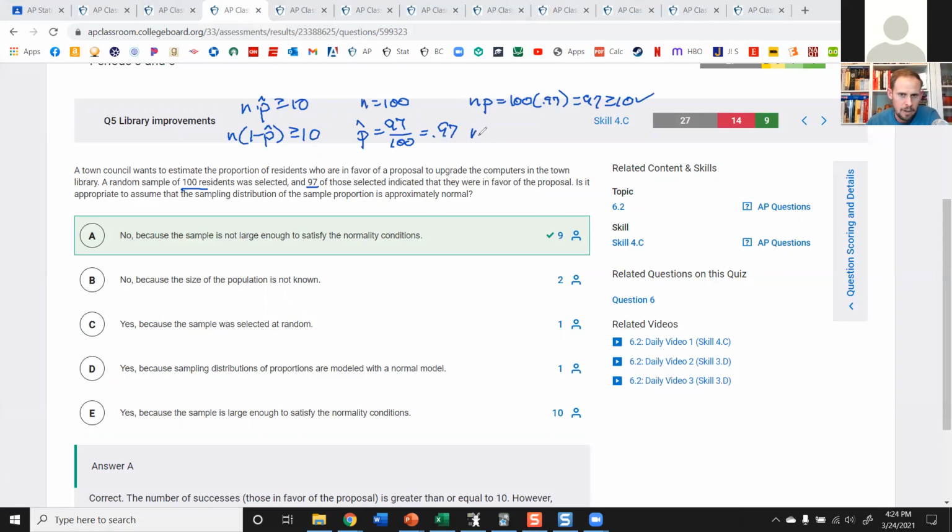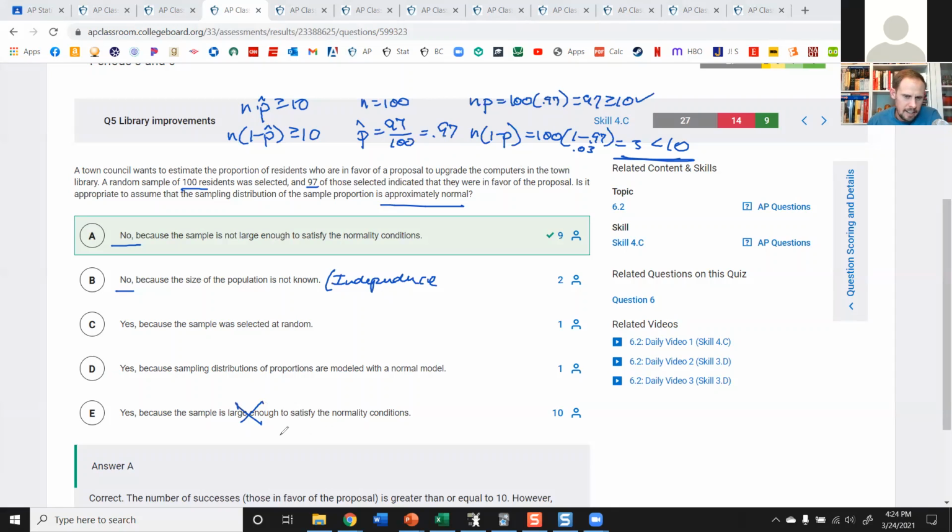That checks out. But if we do N times 1 minus P, we get 100 times 1 minus 0.97. So that's 0.03. That gives us 3, which is less than 10. That's a problem. So the answer to their question, is it approximately normal? No, because the sample is not large enough to satisfy the normal conditions. Yeah, we need a much bigger N for that to work. Because the size of the population is not known, that gets us independence. This has to do with independence. Yes, because large enough? No.